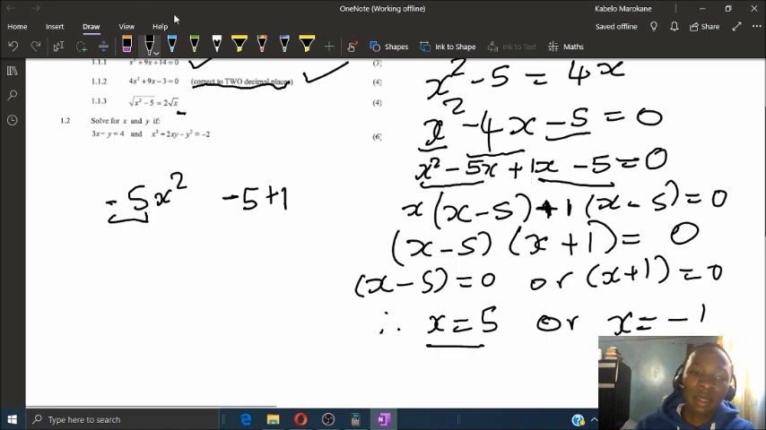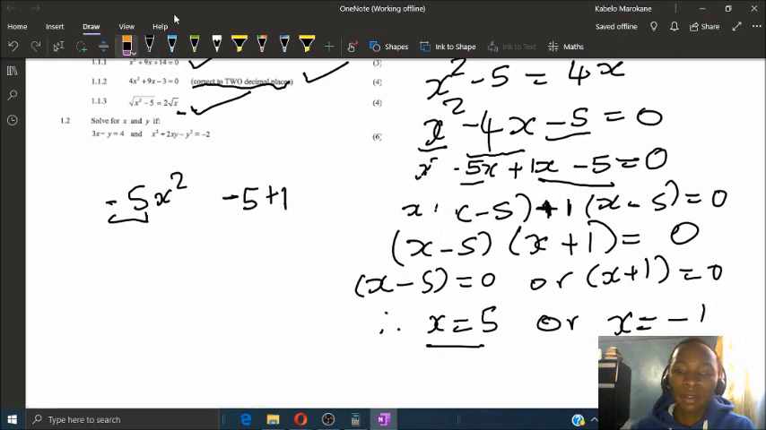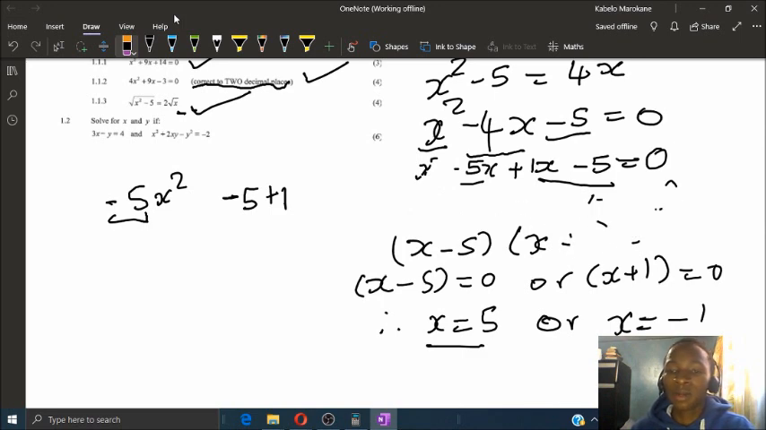Okay, so we are done with question 1.1.3. And the lovely thing about math is that you can always check if your answer is right by substituting the 5 or the minus 1 back into the original equation. Okay, so let me erase everything, and let's do the last one, which is simultaneous equations.